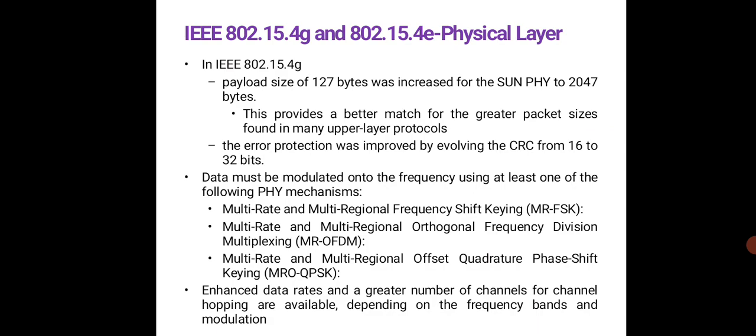and coming to the layers, first as usual we'll see two layers are there, physical layer and the MAC layer. So in the 4G, the payload size was increased from 127 bytes to 2047 bytes. This provides a better match for the greater packet sizes found in many upper layer protocols. The error protection was improved by evolving the CRC, cyclic redundancy check, from 16 to 32 bits.